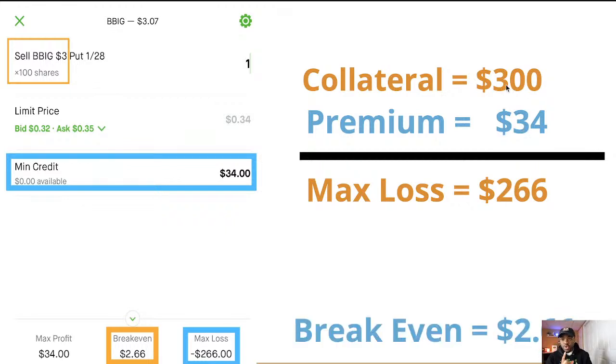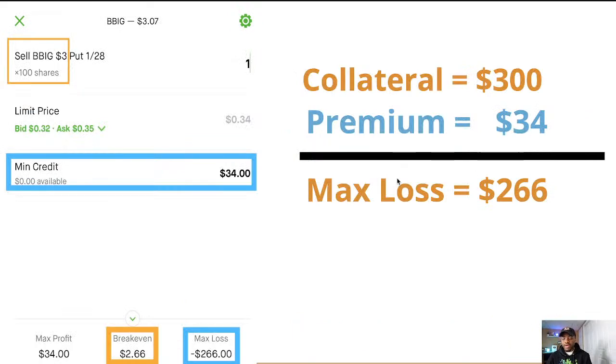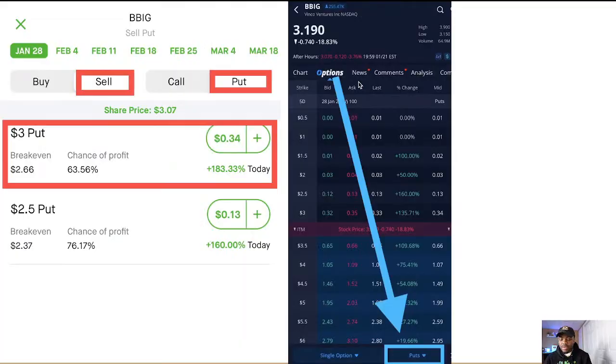So you go with short expirations. Notice that I have this 1/28 expiration, right? Shorter time frames. You don't want to be locked into these for a long time because you give yourself a higher chance of losing. Okay, so now let's check this out. When will your collateral be free? After the expiration date. So this is a tip again. You want to avoid further out expirations, especially if you're just getting into this, right? And you want to just collect money like that. So then let's go back up here and let's see our examples.